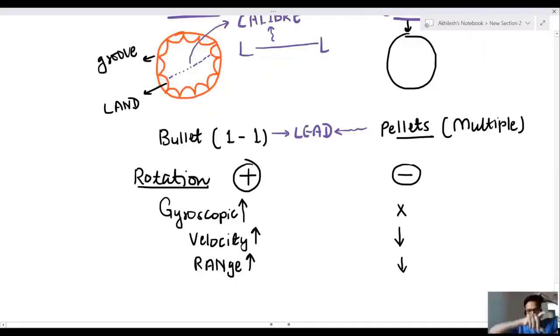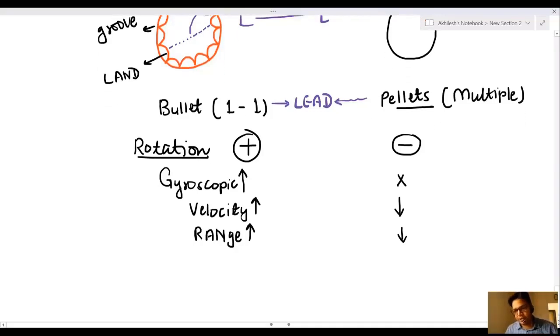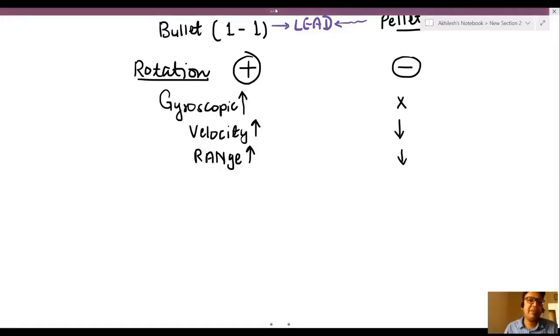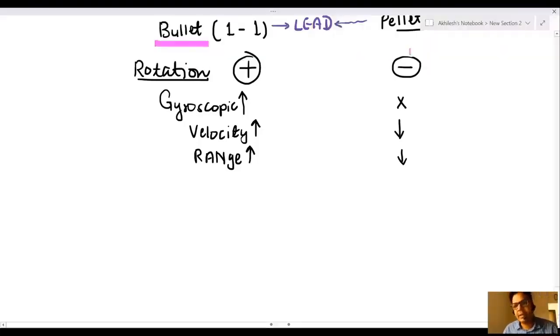Actually, it's very simple. The bullet is coming through land and groove. Land and grooves are irregularities. If the bullet comes through the irregularity, it gets rotation. If it is rotated, there is increased gyroscopic moment, increased velocity, increased range. So one thing is clear: a rifled firearm has good range and a smoothbore weapon has less range. Here no gyroscopic movement, velocity is less, range is less.